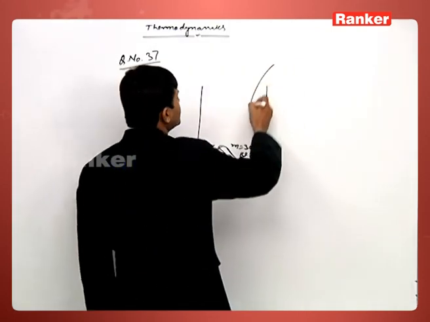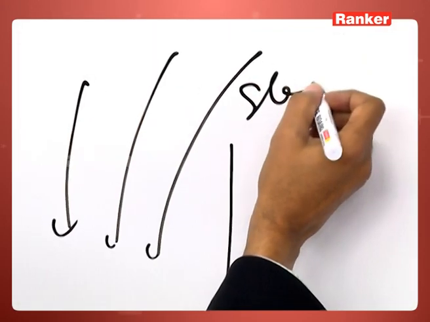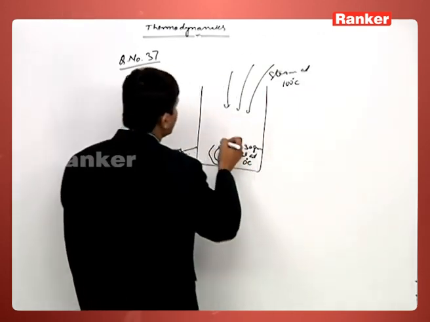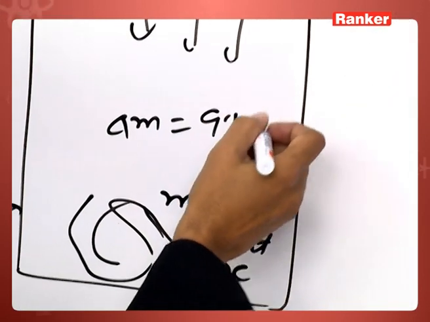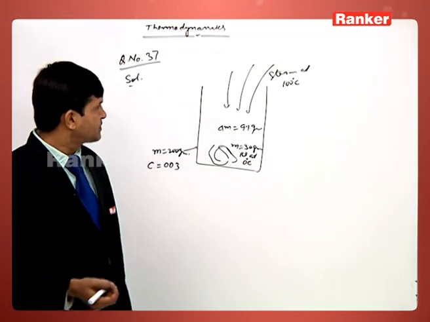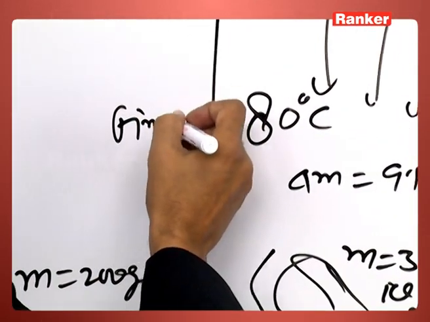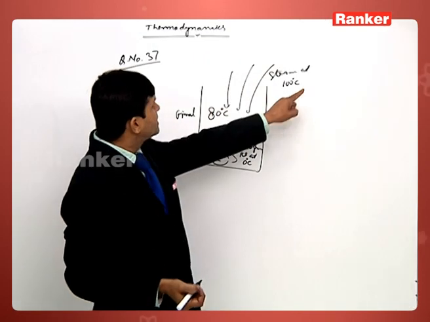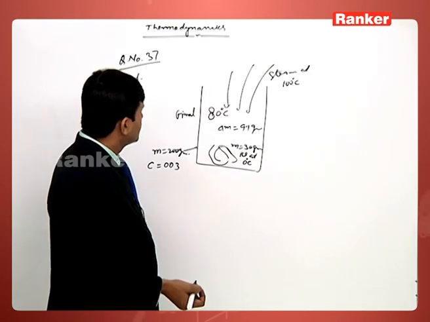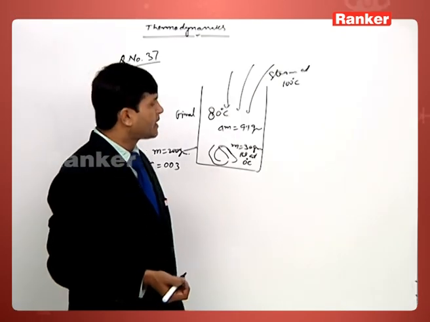Now some steam is supplied here. After supplying some steam at 100 degrees Celsius, the total mass increases by 9.1 gram. 9.1 gram mass has been increased, and the final temperature here is 80 degrees Celsius. It means the steam at 100 reaches 80, and 9.1 gram of steam has been supplied. That's why the mass increases by this amount.